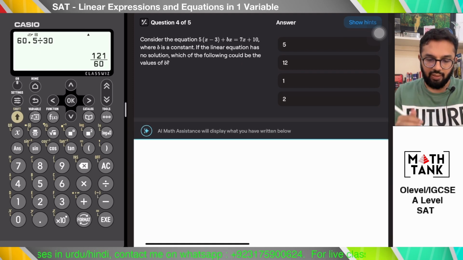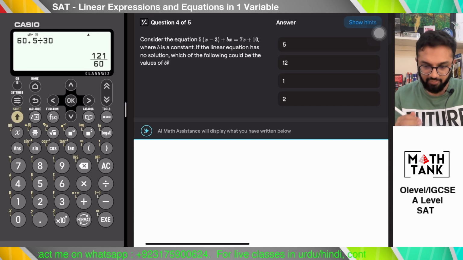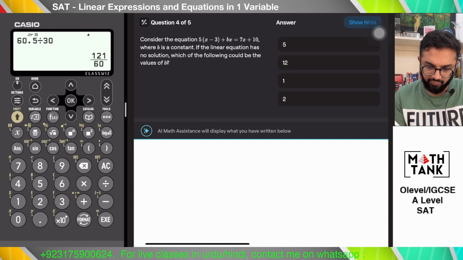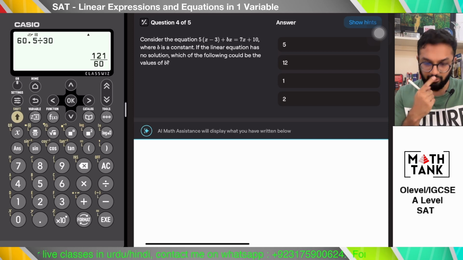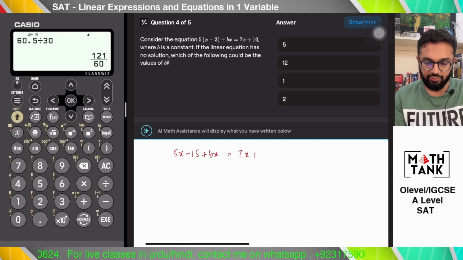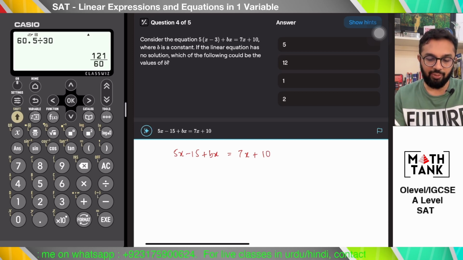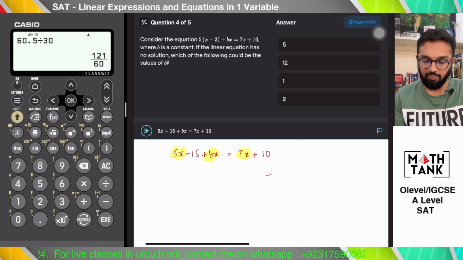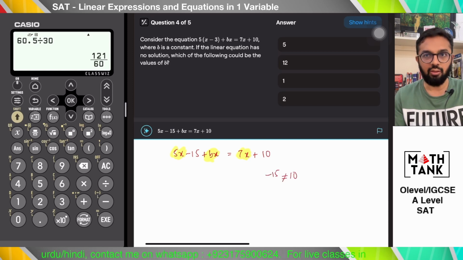So let's consider the equation 5x minus 3 plus bx equals 7x plus 10, where b is a constant, if the linear equation has no solution. Okay, so this is an important concept. Remember that when an equation has two sides and it has no solution, the variable terms will be equal to the variable terms and the constants will not be equal to each other. So I'm pretty sure that minus 15 is not equal to 10. You can also see that.